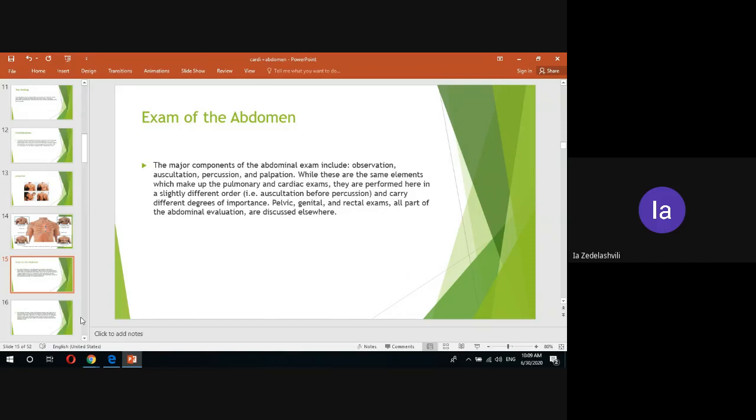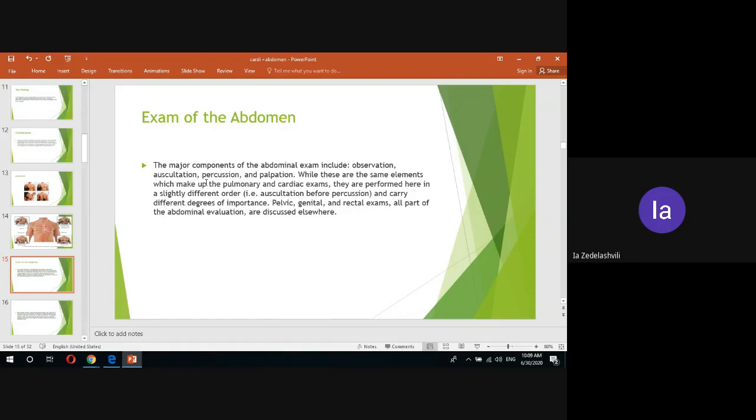Percussion. Maybe you know this word from music as well. All kinds of bands have a percussion section. So what is percussion in medicine? When you use your finger and hit the tissue, making a sound, and take the sound back. So this is percussion.